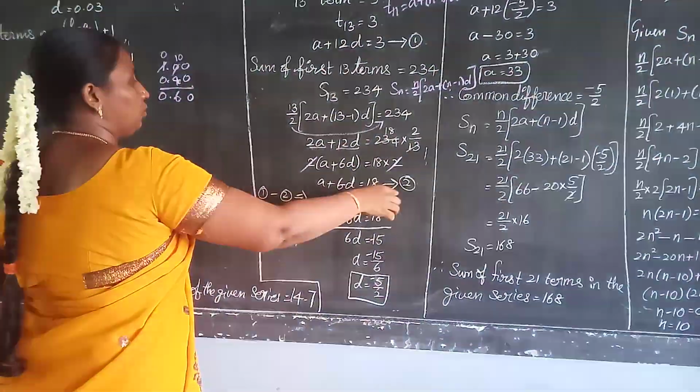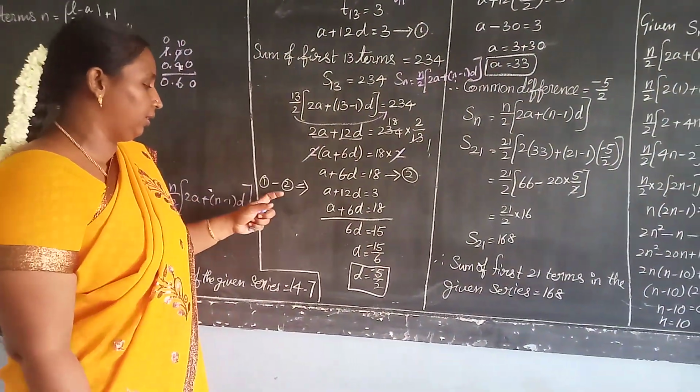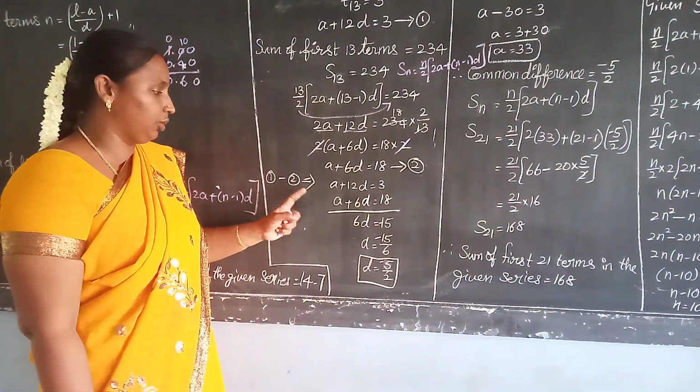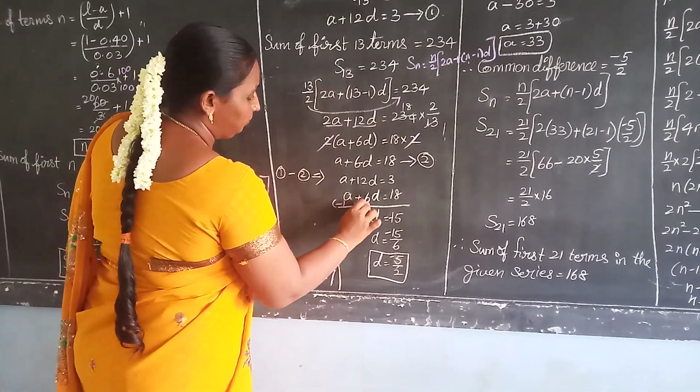So from 1 and 2 we are going to eliminate A here. So for that we have to do the subtraction. Equation 1 minus equation 2. So change the sign here.